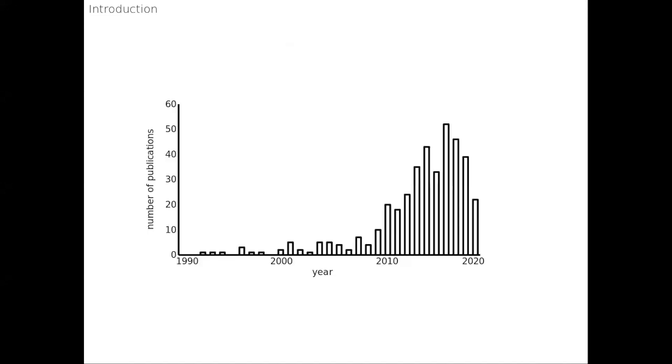If we look at the number of publications using the term MR neurography since the beginning in 1992, we see that it's only in the last 10 years that we have the whole bulk of publications and evidence that has come up. So it's really a recent technique.